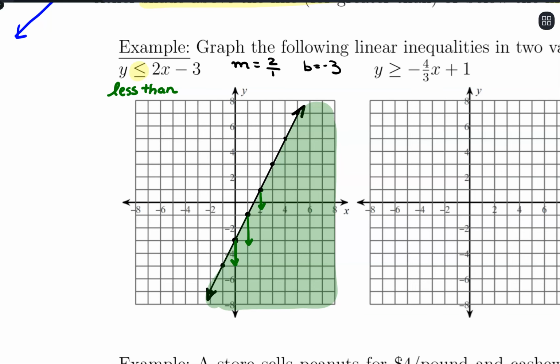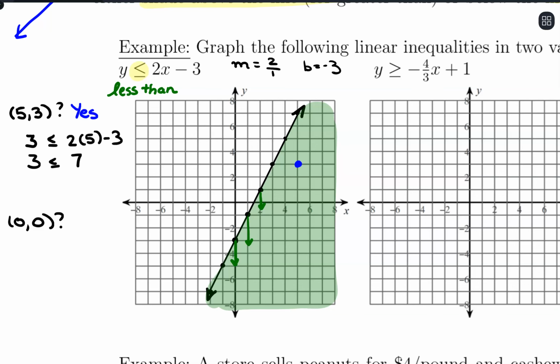So let's check out those solutions that we saw up above, where we asked, is 5, 3 a solution? Is 0, 0 a solution? Visually, 5, 3 is landing here, in this shaded region, so that's going to be a yes. But let's show that algebraically. Here y is 3, and we're saying that's less than or equal to 2 times 5 minus 3. So 3 is less than or equal to 10 minus 3, which is 7. That's a true statement. 3 is in fact less than 7, so that one's all good.